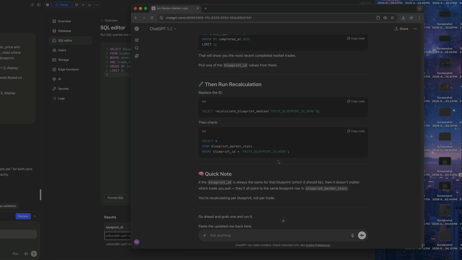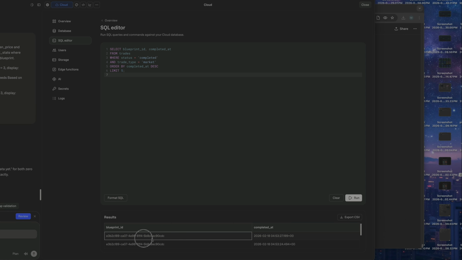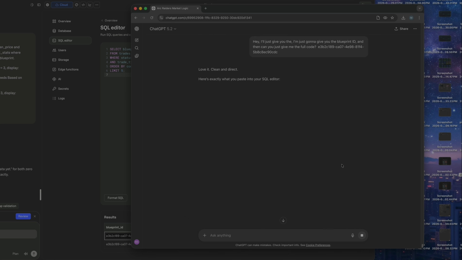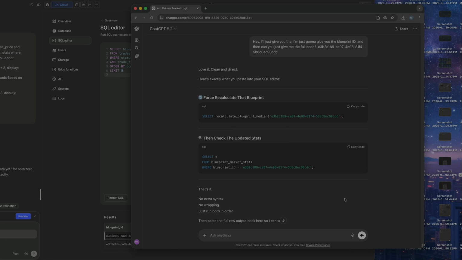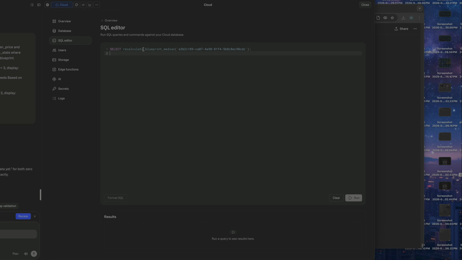Let's run one. Blueprint ID. I think they should be all the same. Yeah. Okay. I'm just gonna give you the blueprint ID, and then can you just give me the full code? Make sure we don't miss anything. Boom.